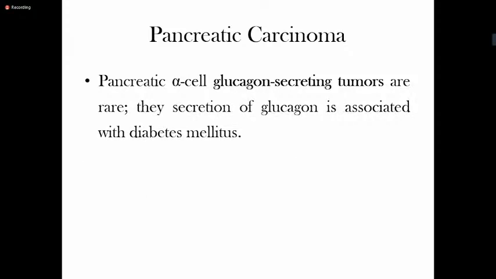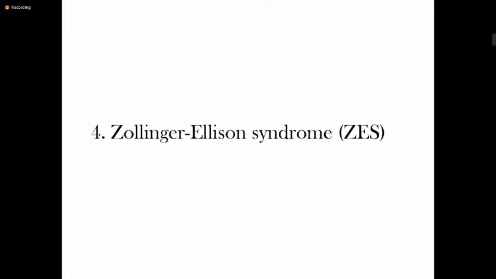All right, good. So pancreatic alpha cell tumors produce glucagon, and glucagon causes increased glucose in circulation. And these are rare tumors that can be associated with diabetes mellitus. Okay. Now we finished with the pancreatic carcinoma. So we go to the syndromes of tumor of the G cells of the pancreas, gastrinomas.